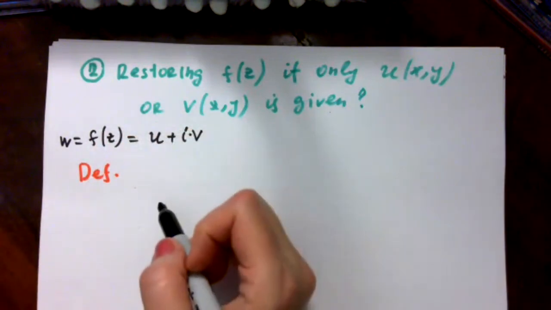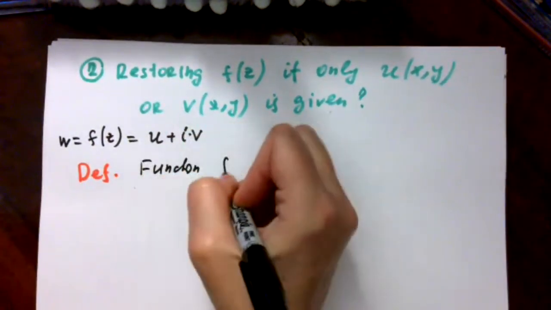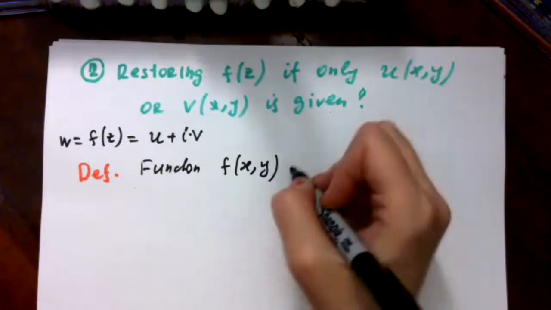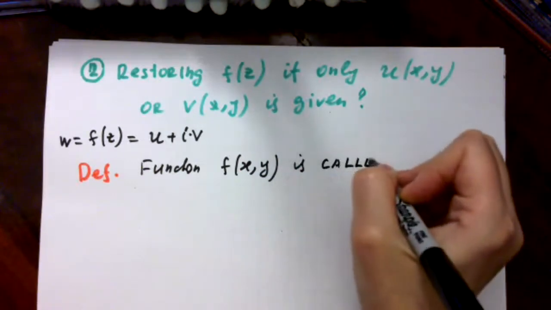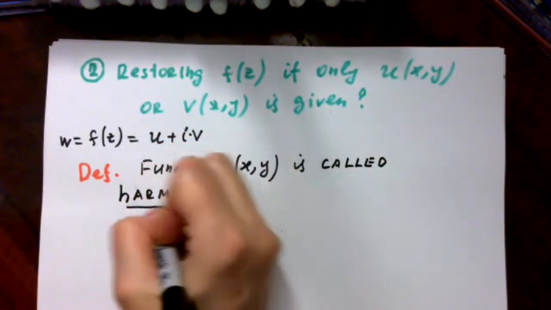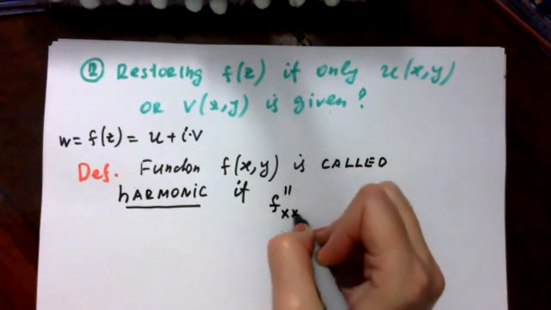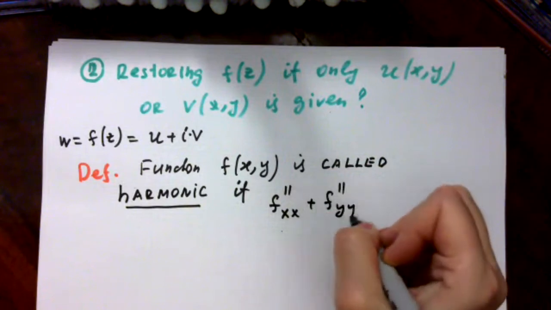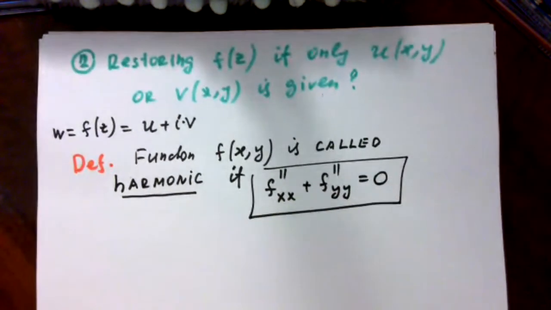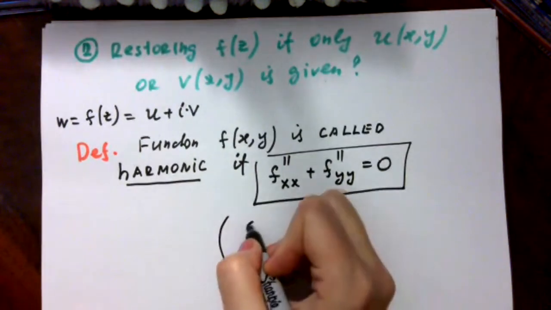So let's get back to the functions of two variables, f of x y. It's not about complex variables. It's just a function of two variables. It is called harmonic if it satisfies the following equation: f prime prime xx plus f prime prime yy is equal to zero. So this is the definition of harmonic function. Of course, you can always rewrite this equation in a different form. Let me do it just in case.